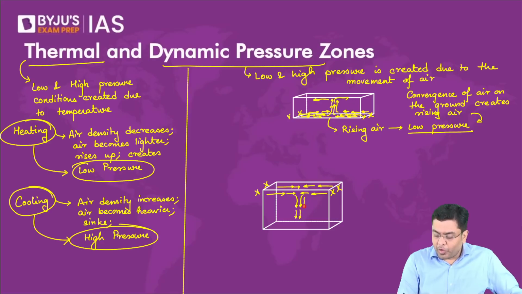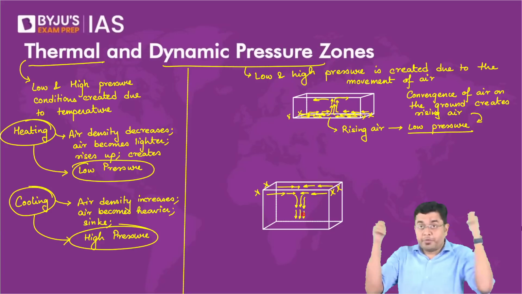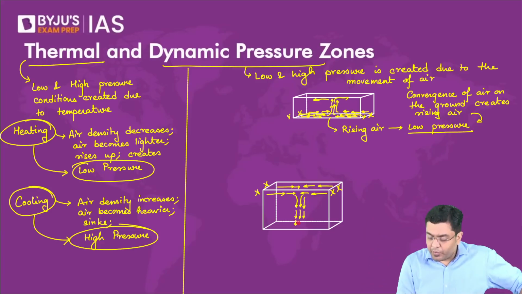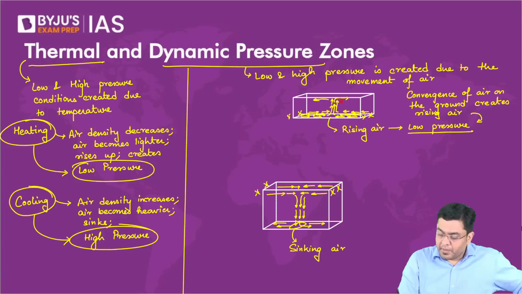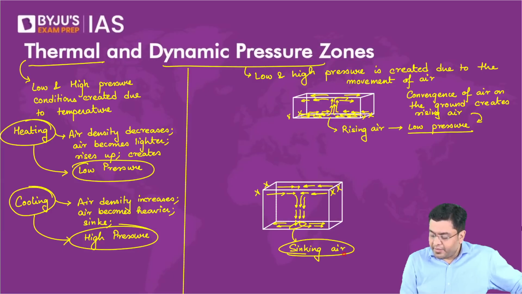It does not readily want to come here, but because the air has got no other place to go, because it is converging from both sides on the top, that is why it sinks down. And as it sinks down, that is when it will start to diverge. So on the ground surface, here it will end up creating a condition of sinking air. And sinking air is associated with high pressure.